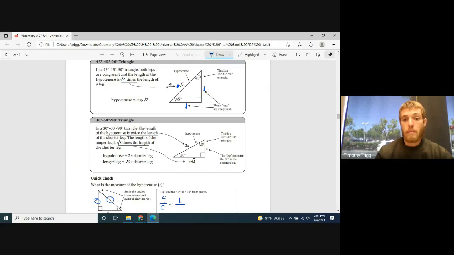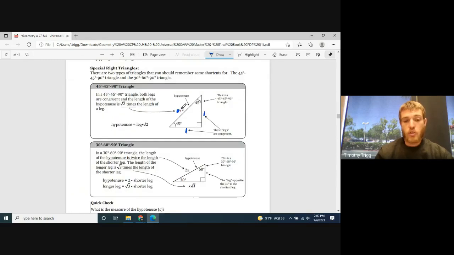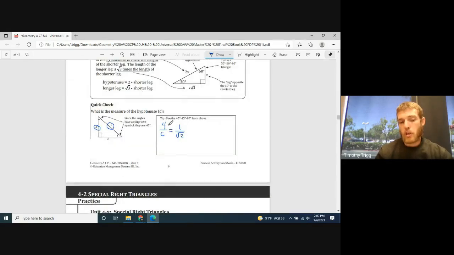And then the 1 and the square root of 2 come from here. So notice the 4 is the leg and the c is the hypotenuse. Here, the 1 is the leg and the square root of 2 is the hypotenuse. So I'm setting up this proportion, making sure these both come from the same triangle, these both come from the same triangle, and these correspond: leg, leg, hypotenuse, hypotenuse. I know this might seem like a complicated way to do it, but it'll make a lot more sense when we talk about other types of special triangles.